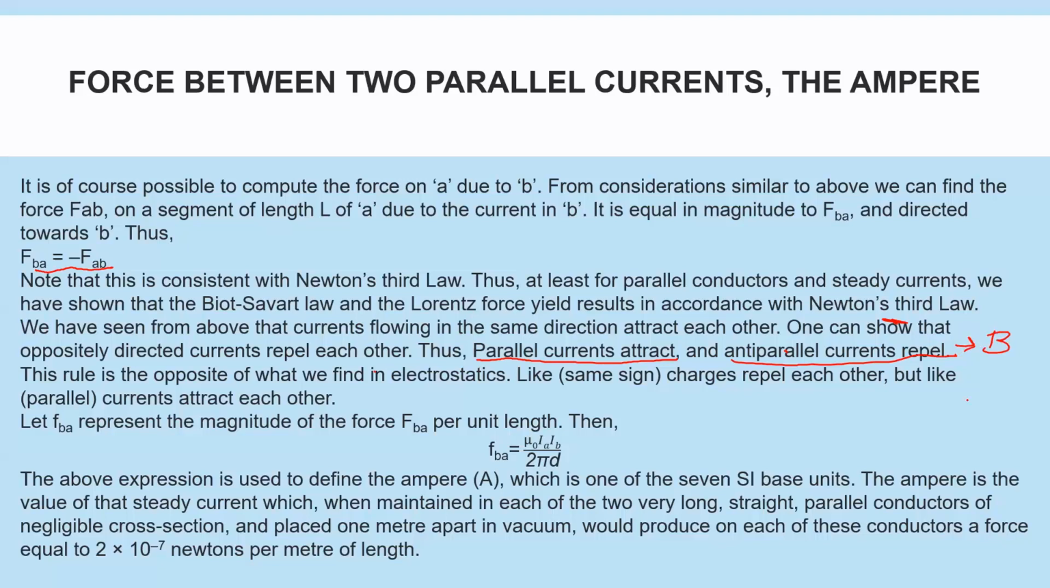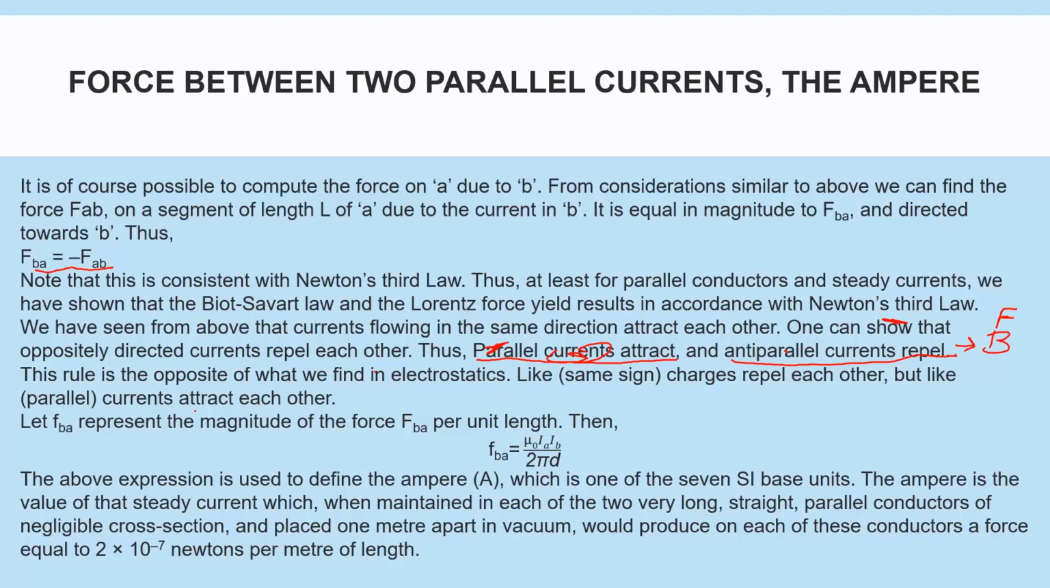So the force due to the magnetic field generated by one conductor on the other conductor is, you can see, kind of the opposite sense of what we had learned in electrostatics, where we learned that like charges repel and unlike charges attract. So this is one of the differences that we find between electrostatics and magnetic fields.